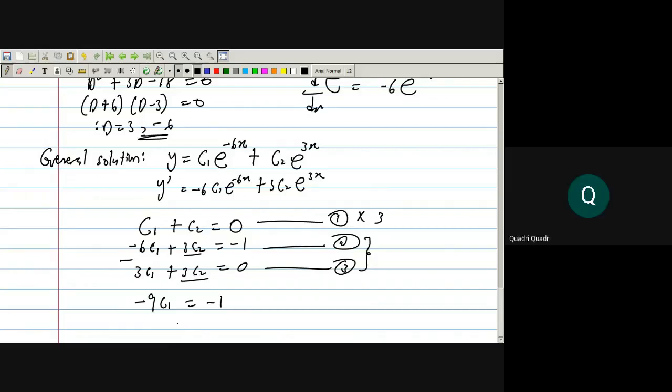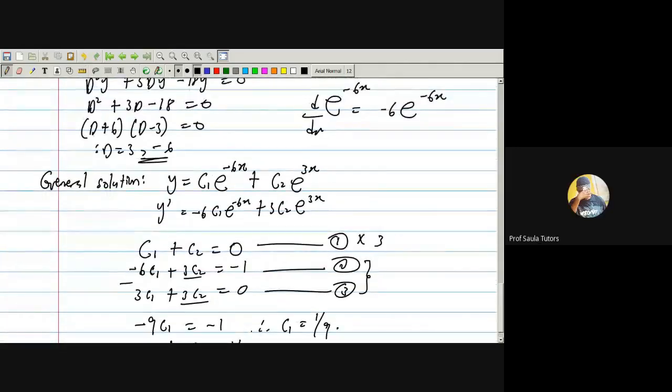Therefore c1 is equal to 1 over 9. Thank you. So if c1 is 1 over 9, if I substitute it here, c2 will be equal to minus 1 over 9. Nice. So that's what I have. So what will now be my solution? How do I get my particular solution now?